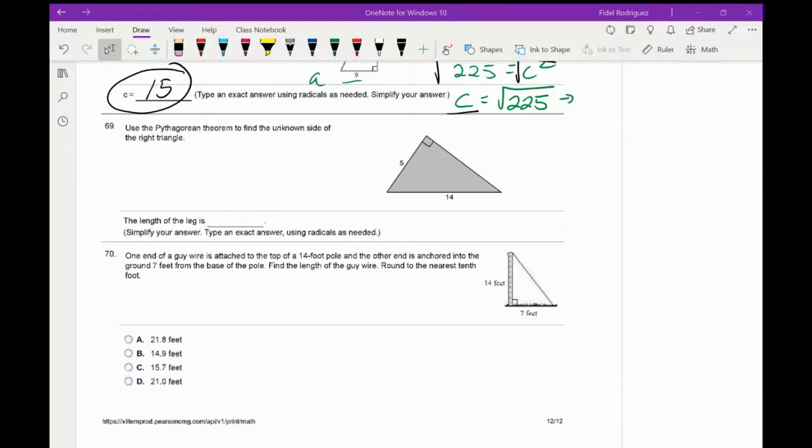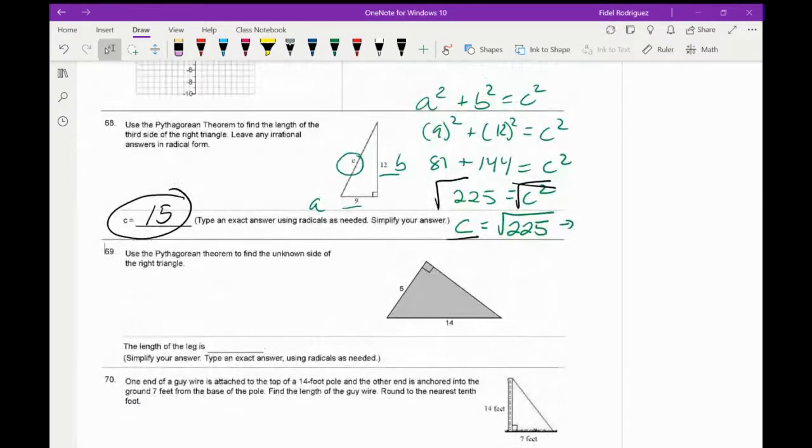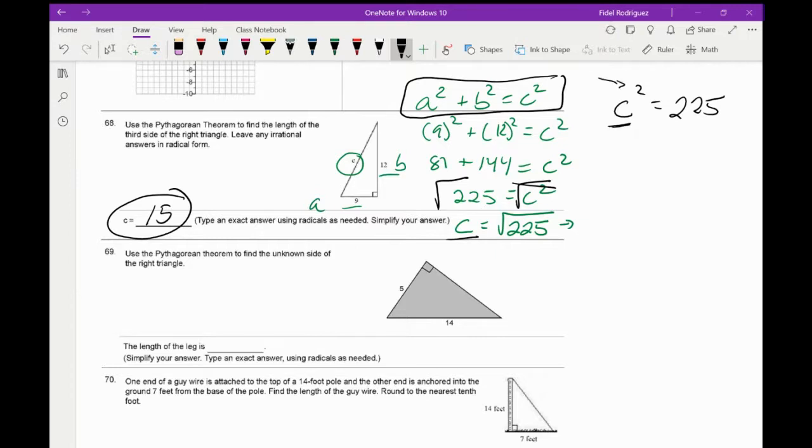Why was it squared? Because of the formula. This is the formula right here with the squares, right? And so the way I get rid of that, when I get to this part right here, the way I get rid of my square, because I'm trying to solve for C and I know what C squared is, is we're going to take the square root on both sides.